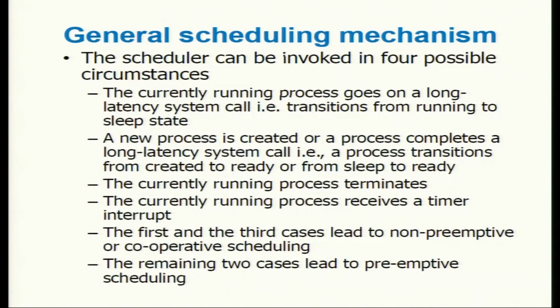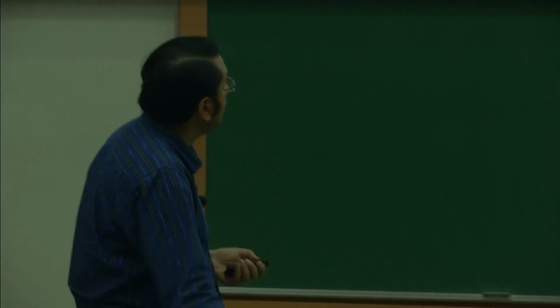The first and the third, that is, transition from running to sleep or running process terminating, lead to something called non-preemptive or cooperative scheduling. And the term comes from the fact that you're not forcing the current running process to leave the CPU. Right? It just gave up the CPU because it cannot use the CPU anymore.